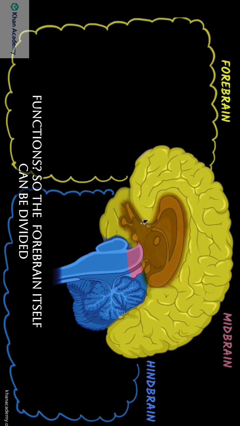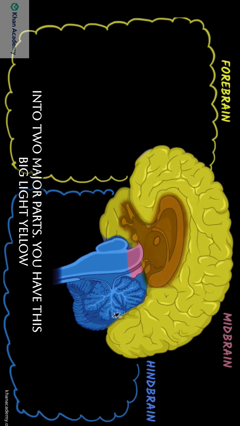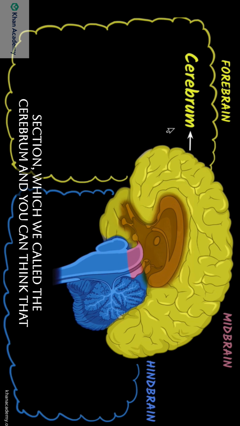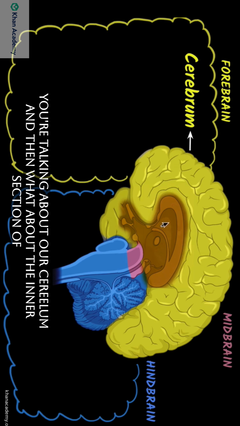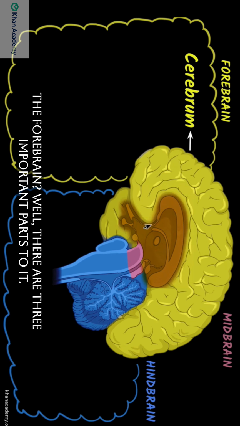So the forebrain itself can be divided into two major parts. You have this big light yellow section, which we call the cerebrum. And you can think that most of the time when you're talking about thinking, you're talking about our cerebrum. And then what about the inner section of the forebrain? Well, there are three important parts to it.